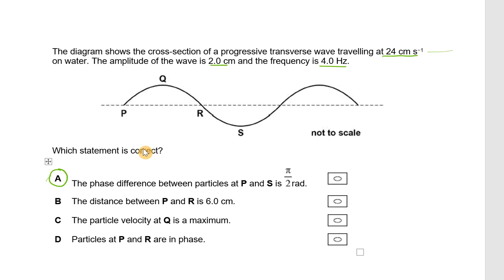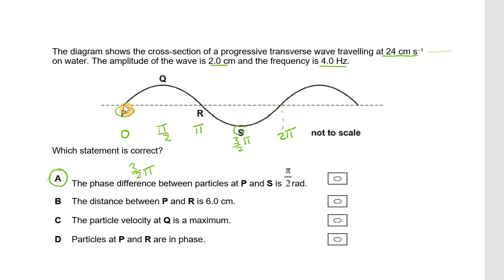Okay, so let's just put the phases on here. Let's just call position P phase 0 radians, at position R that would be pi radians, and at this point here that would be 2 pi radians, which means at Q you would have pi over 2 radians, and at point S 3 over 2 pi radians. So we could say the phase difference between P and S is 3 over 2 pi radians. That would be a true statement.